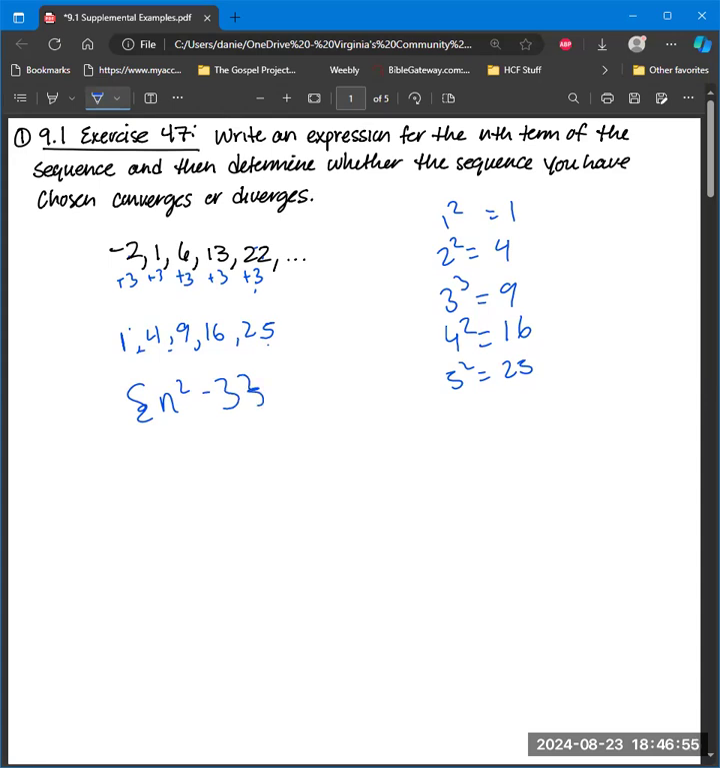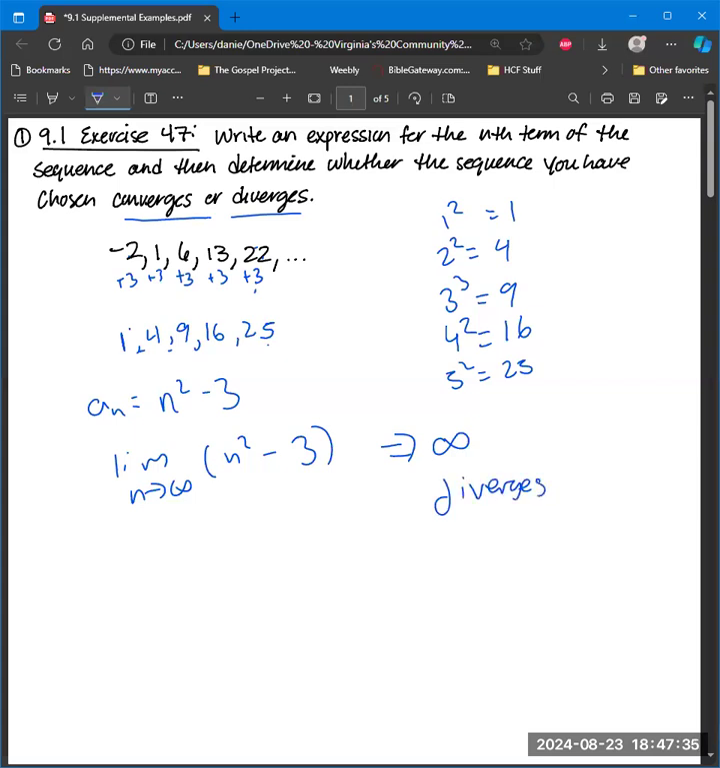So say a sub n is equal to that, starting with a sub 1. And so the limit as n goes to infinity of n squared minus 3. If we want to talk about if it converges or diverges, we're going to have to take the limit as n goes to infinity, and this diverges.